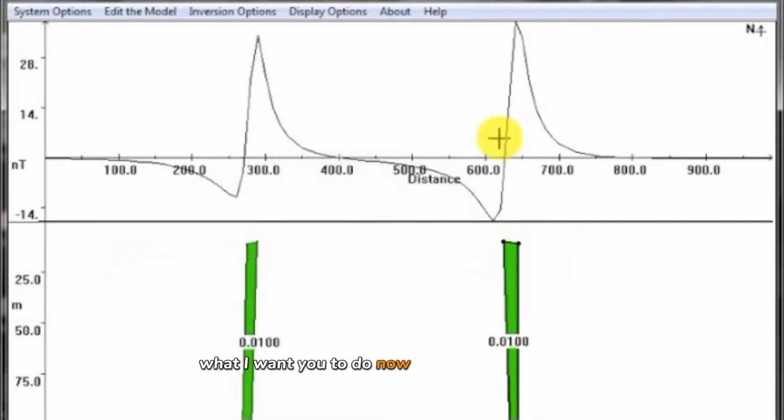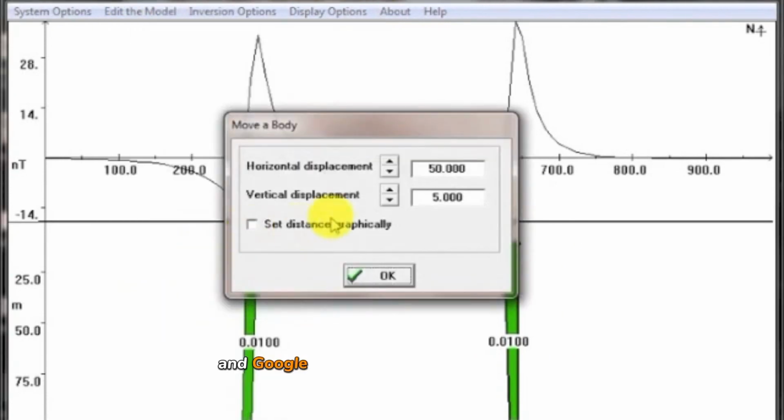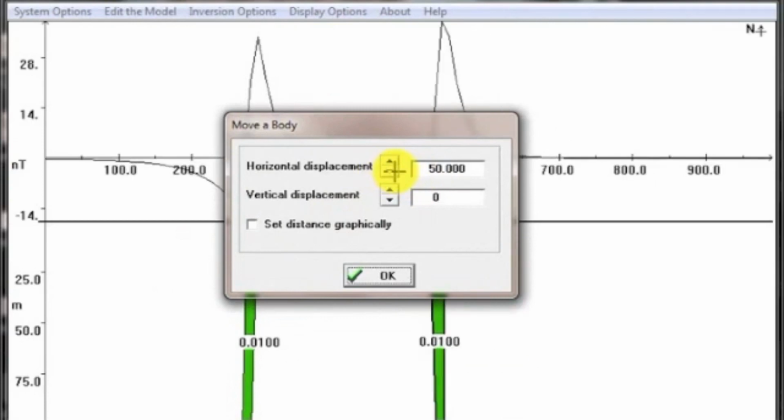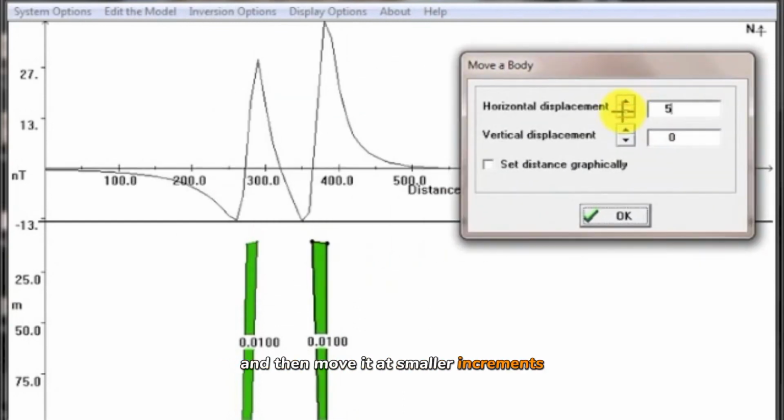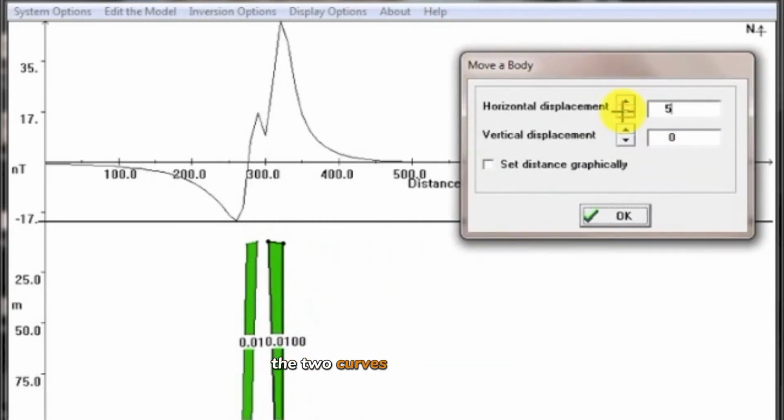What I'd like you to do now is to go to edit the model and move it and tell me how close together the dykes can get. So where do they merge together? As you get closer, you can change the horizontal displacement to a smaller value like 5 and then move it at smaller increments. And then you can see at what point the two curves merge together.